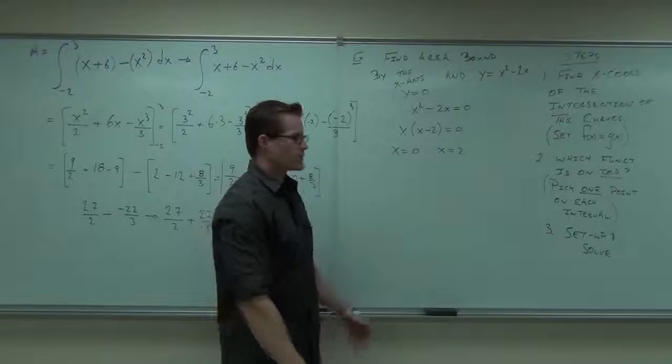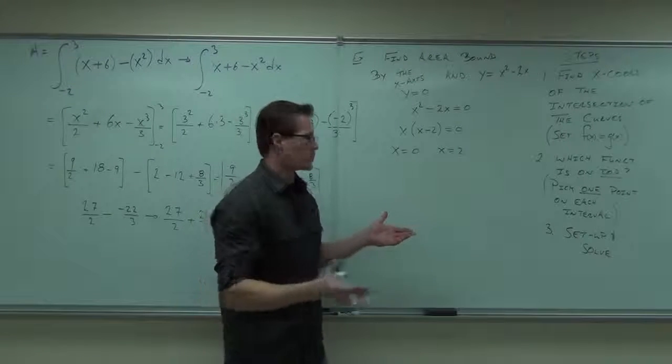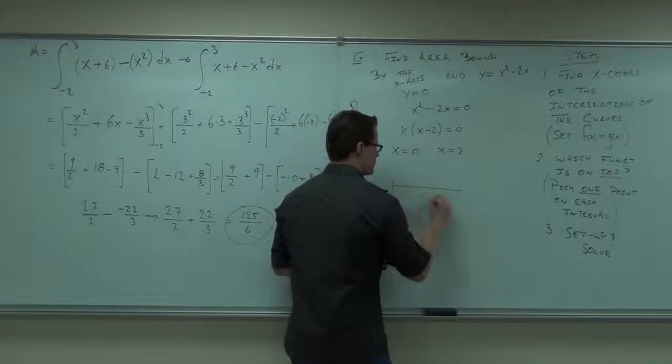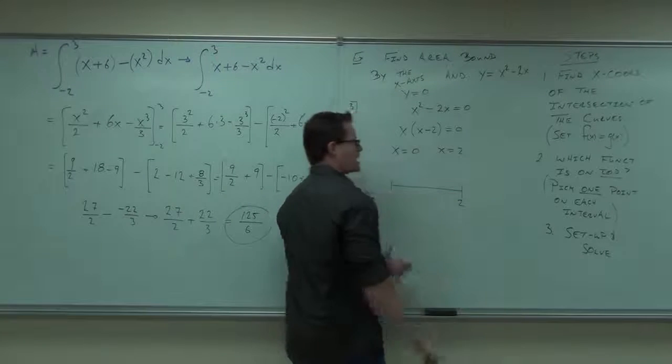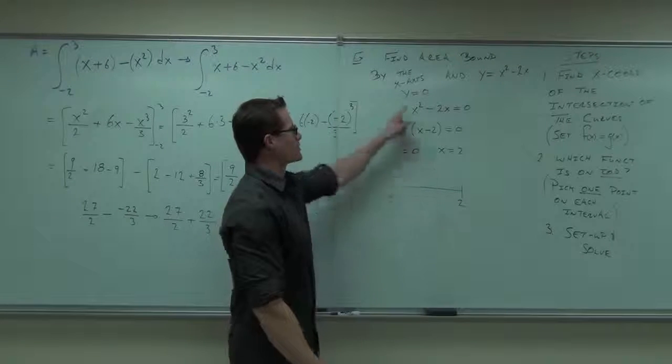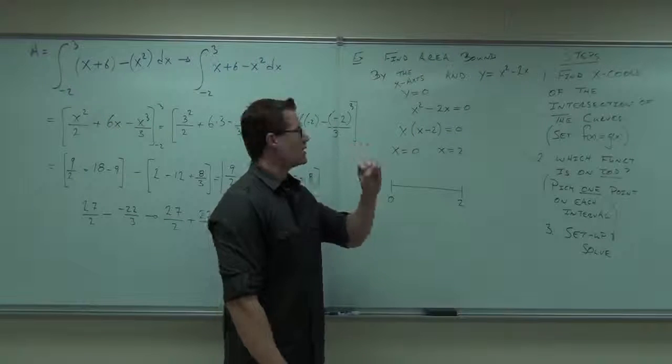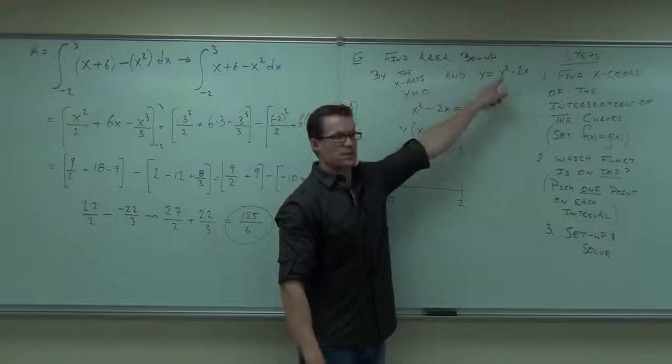In that case, it's going to do the same thing as absolute value would do for you. You'd set up your interval from 0 to 2, and you'd plug in a number. Plug in the number 1 to 0. It's 0. Plug in the number 1 to this.